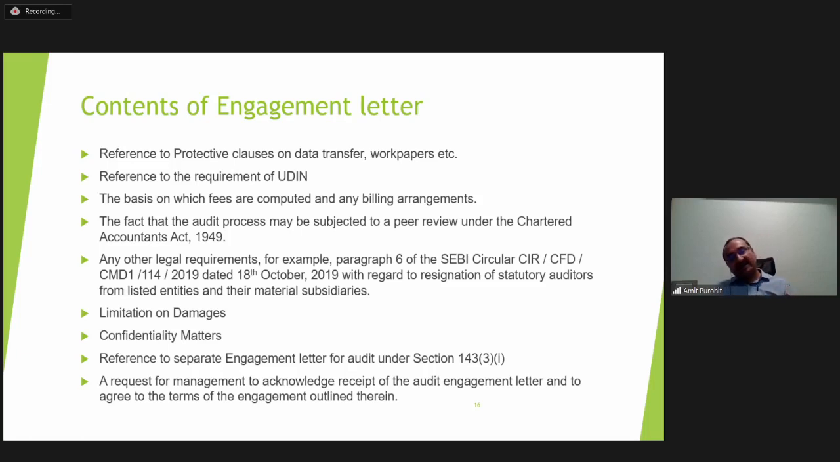And lastly, there will be a request for the management to acknowledge the receipt of the audit engagement letter and to agree to the terms of the engagement outlined therein. So normally the last paragraph of the audit engagement letter will request the management to please acknowledge the receipt of this engagement letter and sign at the particular places, so that we understand that you are acknowledging and understanding the requirements of the audit.